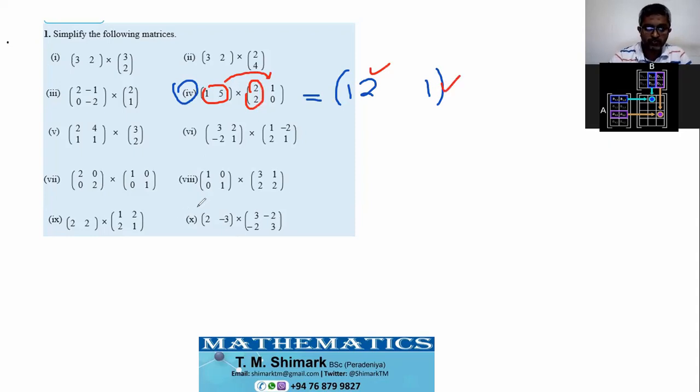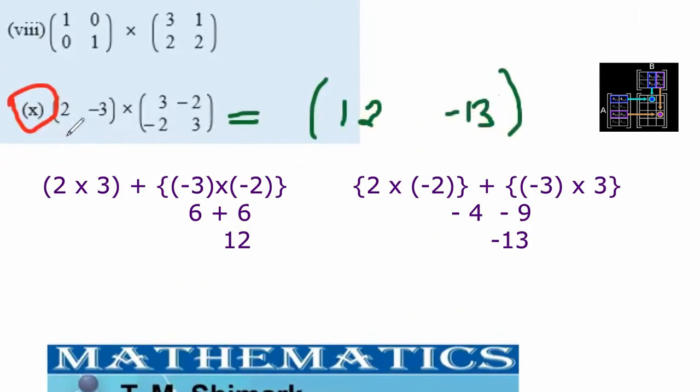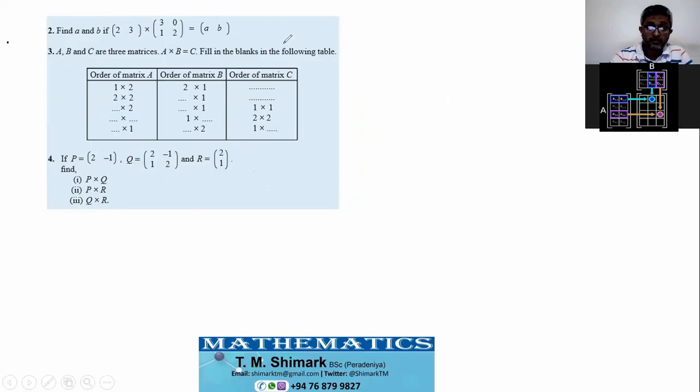Can we try this question, the 10th one? 12 and minus 13. Let's think of that. These two together, this one means plus 6 plus 6, 12, yes, correct. And then I have minus 4, minus 9, minus 13. Okay, good. We'll go to some past questions.